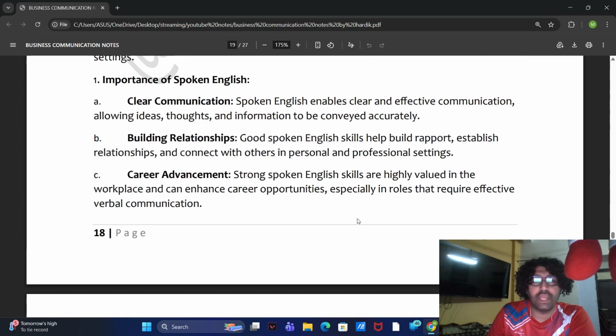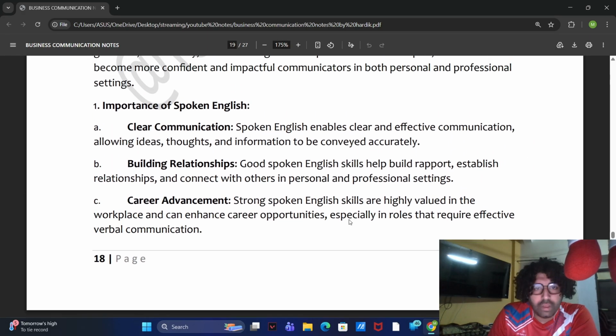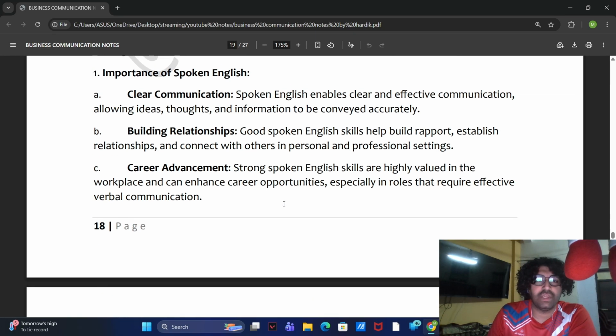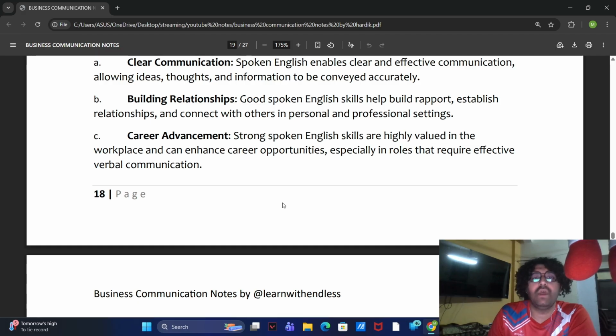Importance of spoken English: clear communication, building relationships, career advancement. Let's discuss them one by one. Clear communication. Spoken English enables clear and effective communication, allowing ideas, thoughts, and information to be conveyed accurately. Building relationships. Good spoken English skills can help build rapport, relationships, and connect with others in personal and professional settings.